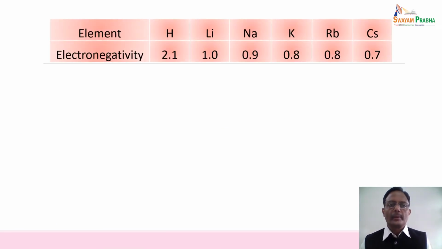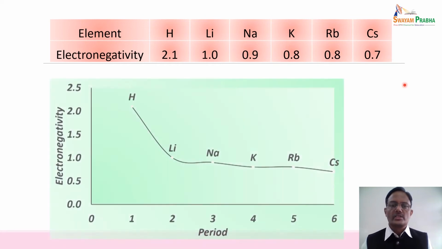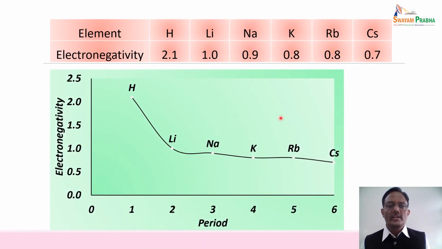Consider an example of first group elements moving from hydrogen to lithium to sodium to potassium to rubidium to cesium. We can find the slow decrease in the electronegativity from 2.1 in hydrogen to 0.7 in cesium. This is a continuous decrease without any anomaly.